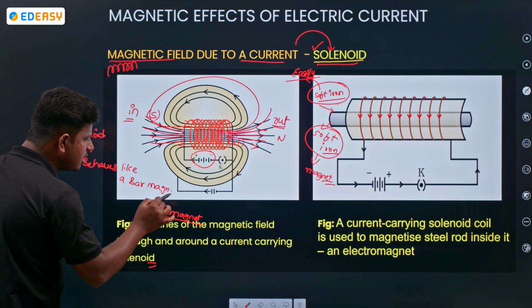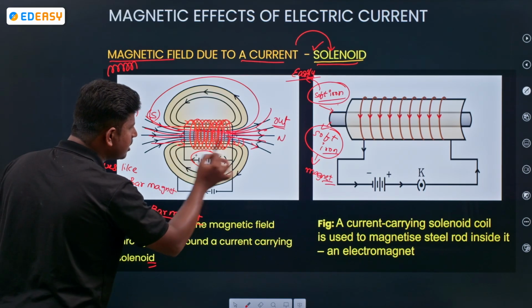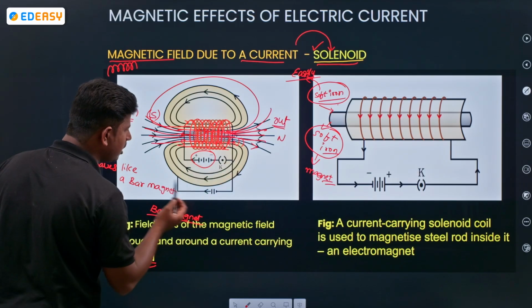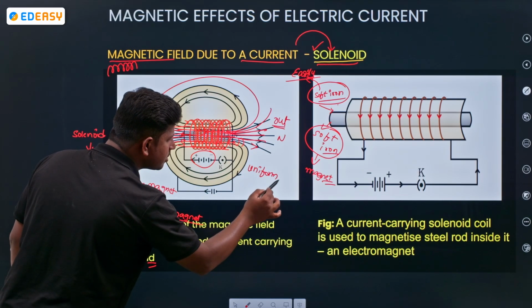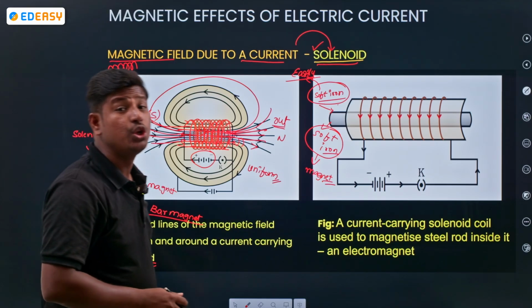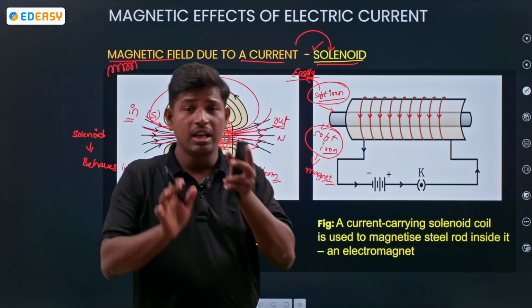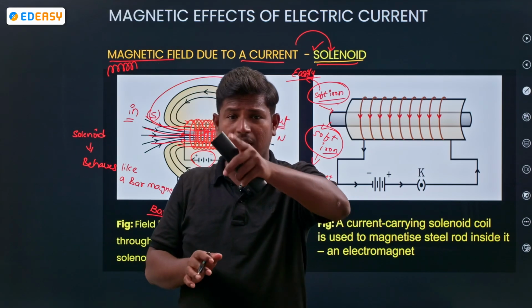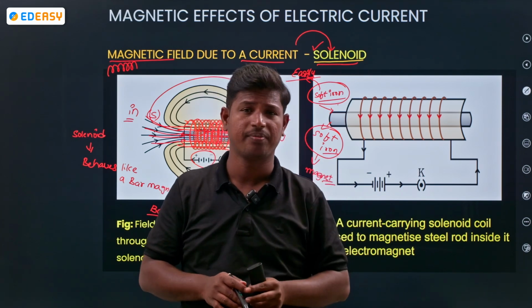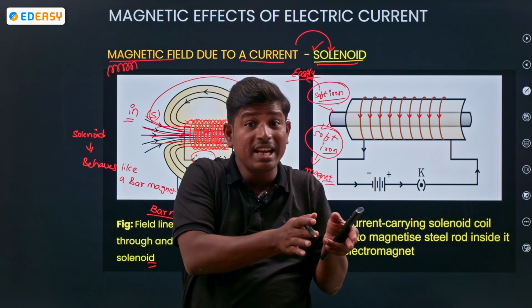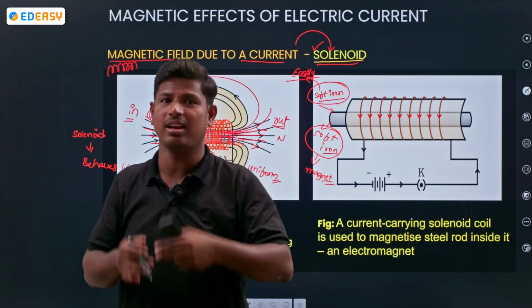Look at the field inside. How is the field inside? The field lines are uniform. If you understand a bar magnet, you understand about the solenoid also, because the solenoid is behaving like a bar magnet.